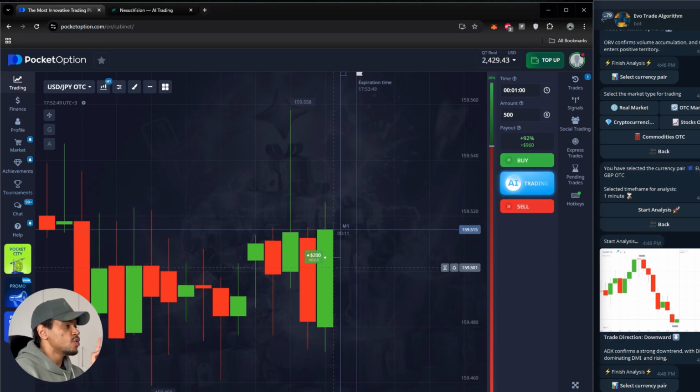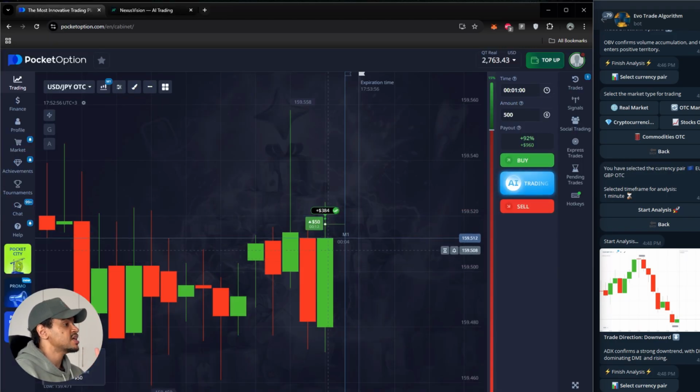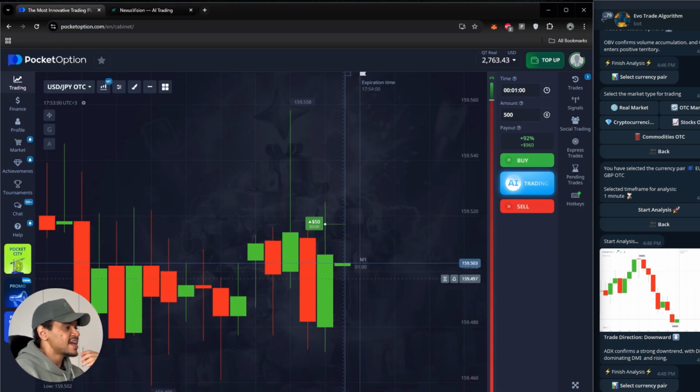But so far we're doing okay, and let's see if we secure this one. And yes, we do, and we bring it back $114 as well. And this is our second to last trade, I think. So we just have to secure a couple more trades and then we are good.